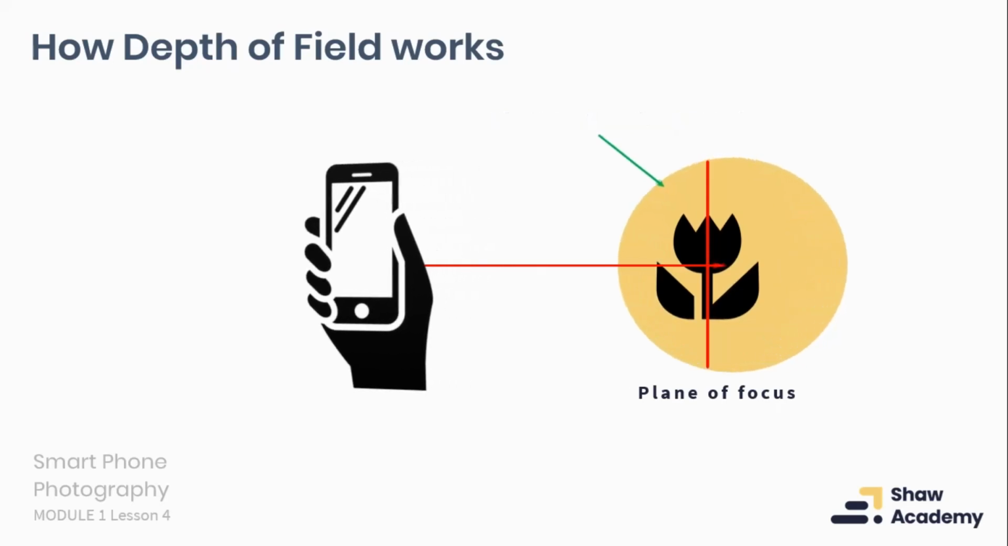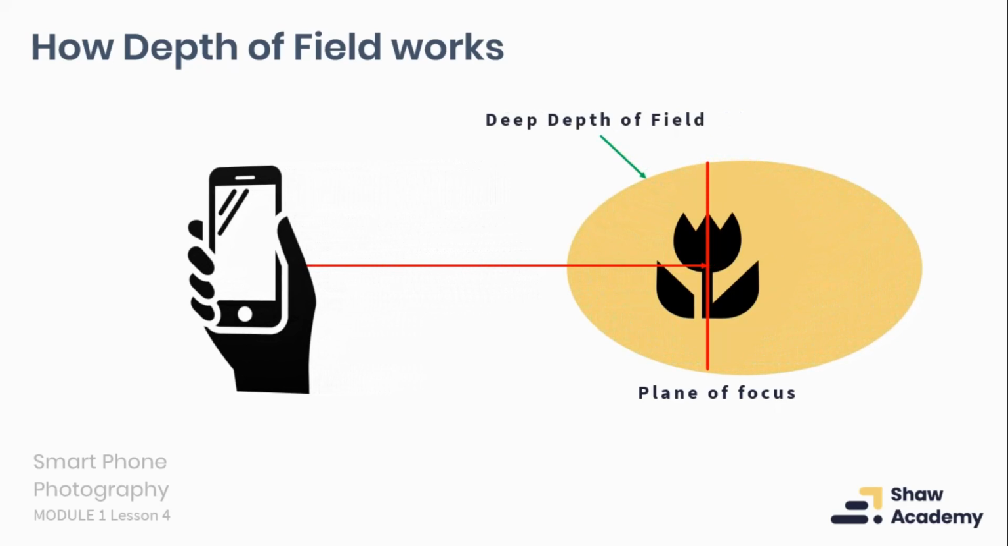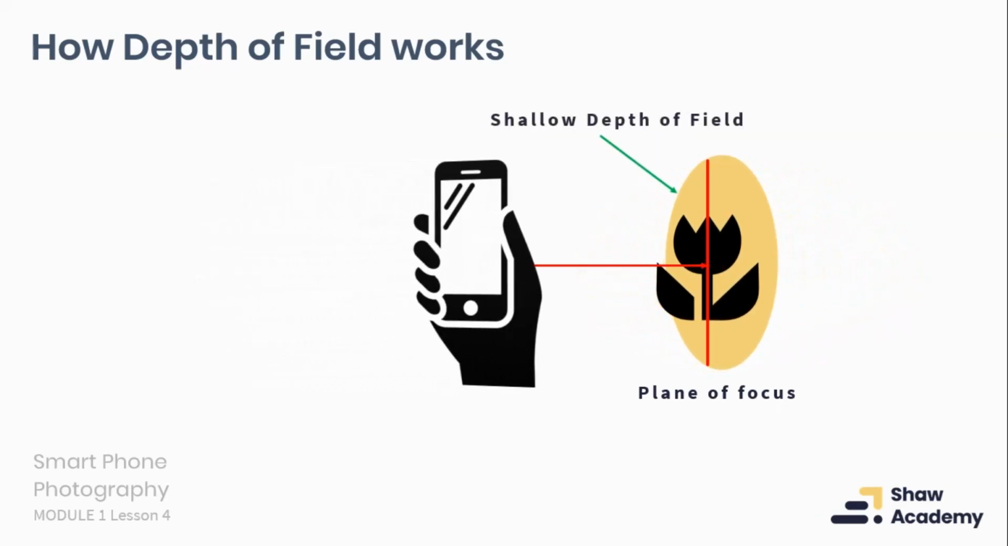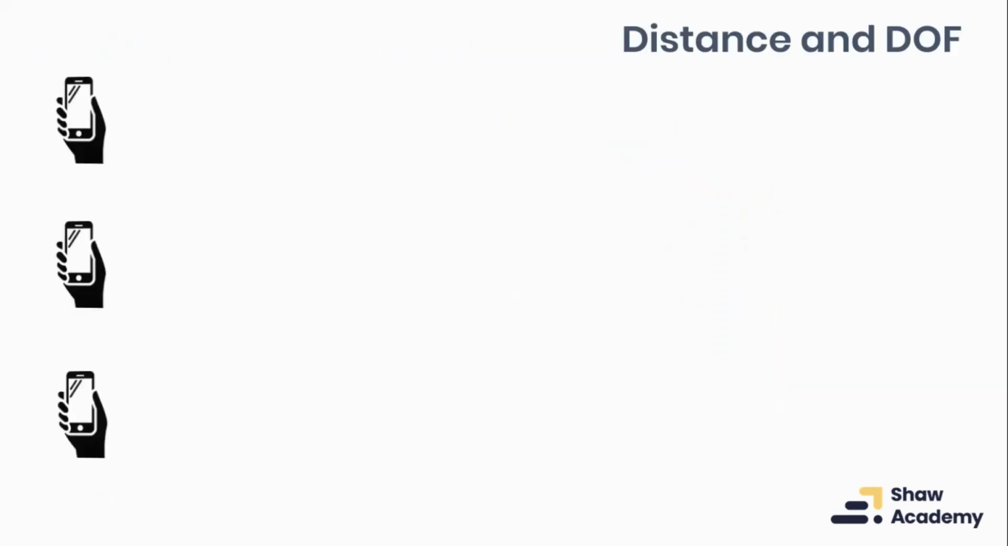So if I was just to go back there, we can see that when I'm further away from my subject, we have a much more extended deep depth of field. But if I get in closer, that depth of field becomes much more shallow. Okay, let's have a look at some more examples of this.